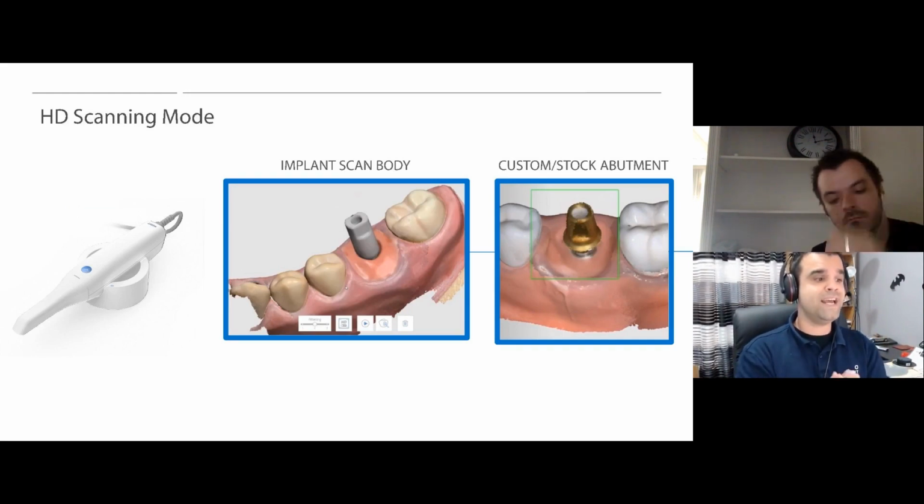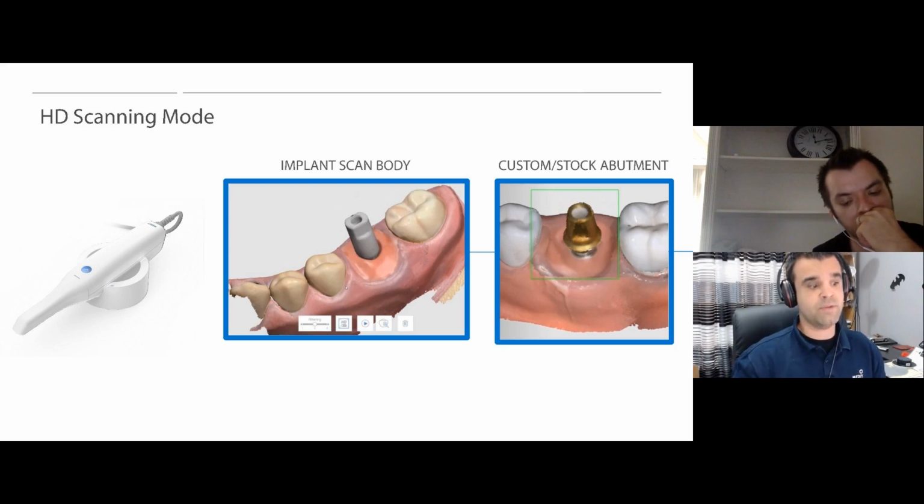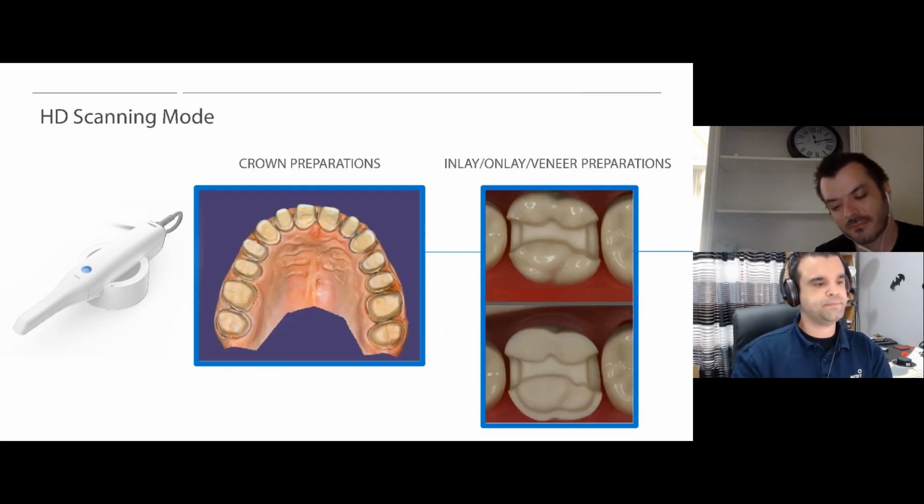We always use HD mode, always on that. And of course, we always scan the custom or stock abutments with HD mode, because keep in mind that we can also create the margin line on the abutments. So make sure that for both cases, you scan with HD mode.